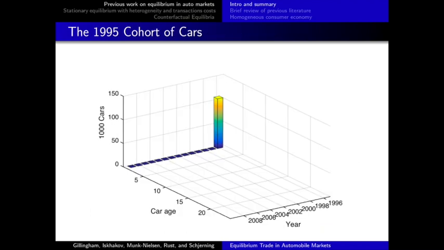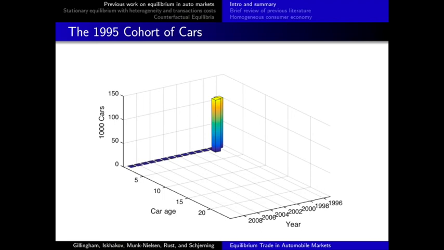So here's the 1995 cohort of cars. What do we have on this graph? We have the number of cars on the vertical axis, measured in thousands. Here we have roughly 110,000 cars that are brand new in 1996. So you have time here, moving forward this way, and you have the car age here, and cars are aging when you go this way. This is a brand new car bought in 1995. There were around 110,000 of them. This is for Denmark.